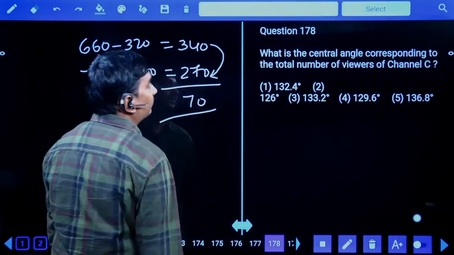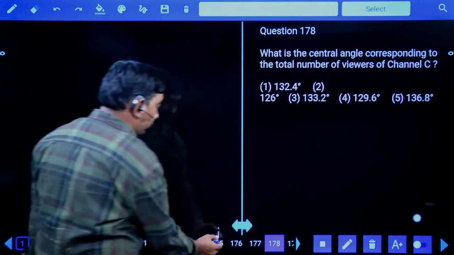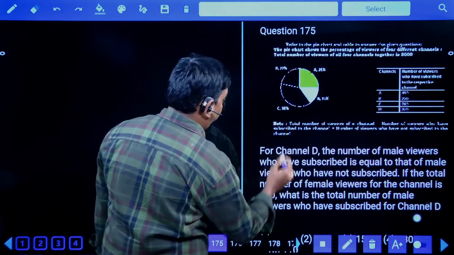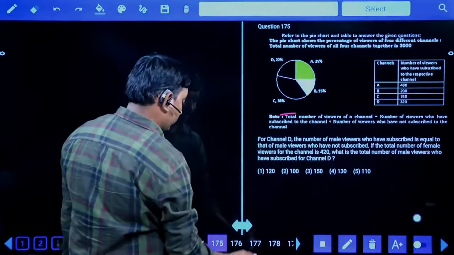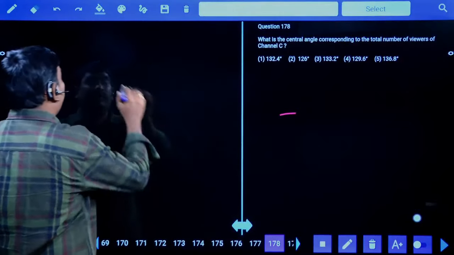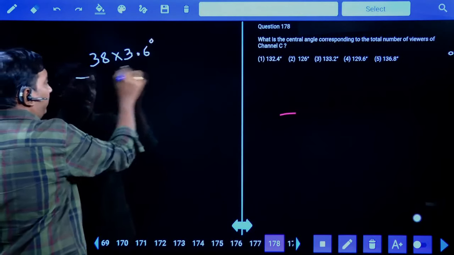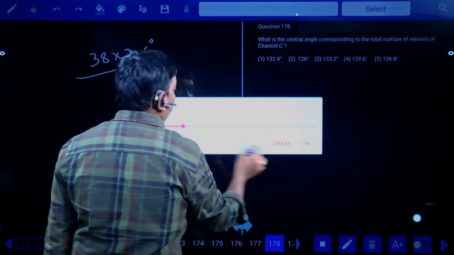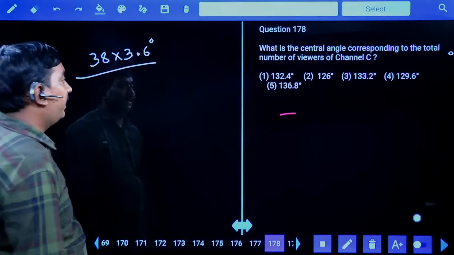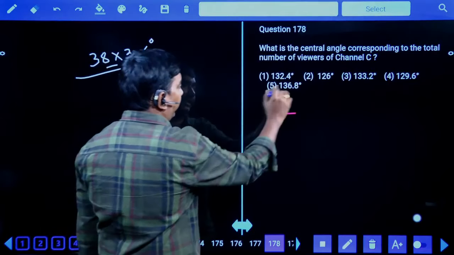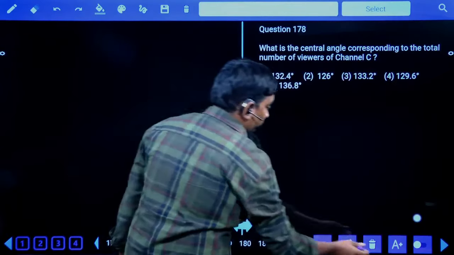Next. What is the central angle corresponding to the total number of viewers of channel C? Channel C is how much percent means 38%. So in 38% central angle, 1% value 3.6 degree. 38% means 38 into 3.6 degree. 38 into 3.6 degree ending with 8. 8 6 are 48. Ending with 8 means fifth option. Next.